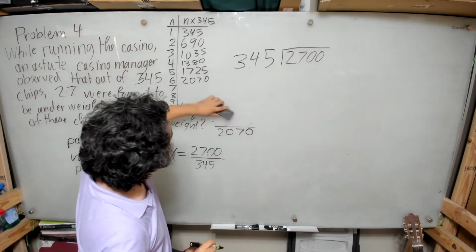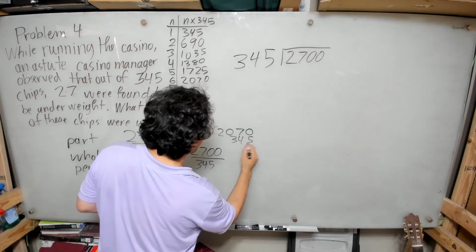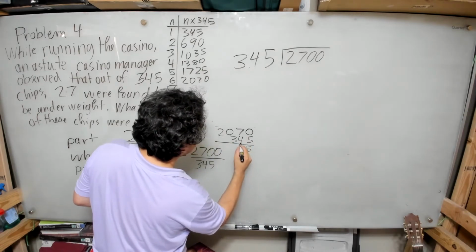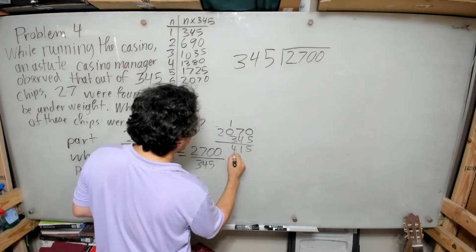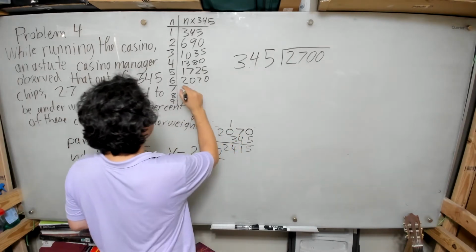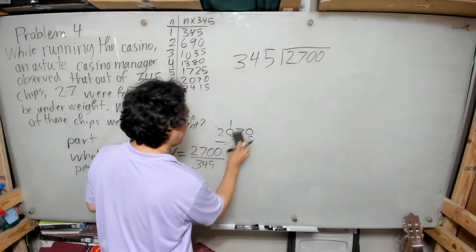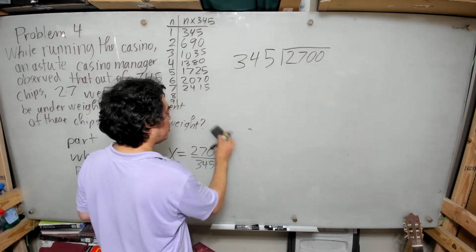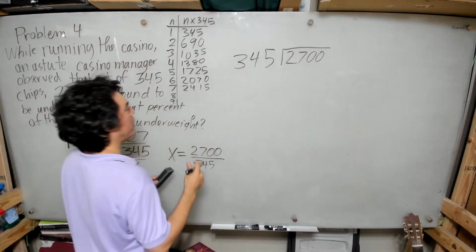So here, 2070 plus 345 will be 5. 7 plus 4 is 11. I'm going to bring down the 1, carry the 1. 1 plus 3 is 4. And then I bring down the 2. 2415. Now I promise you guys that having made this multiplication table, the division will come out super nice. And I'm going to shut up now.